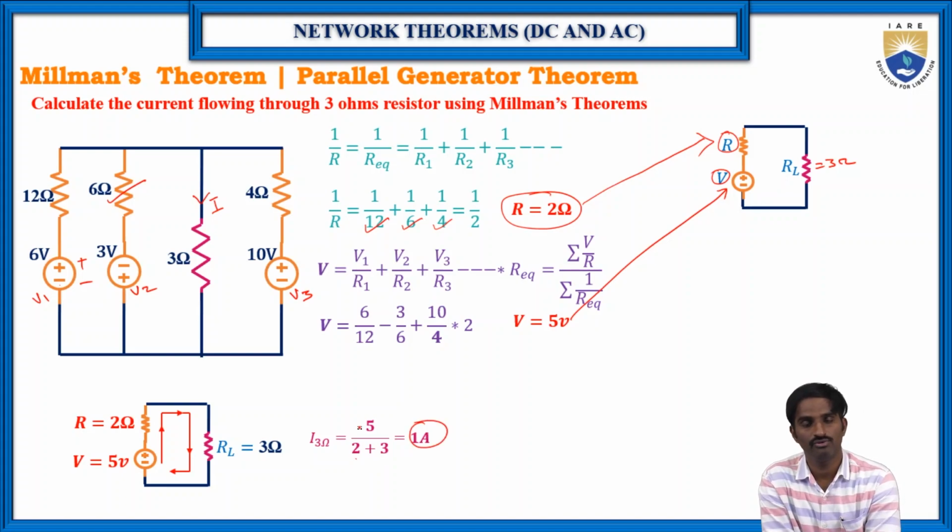So this is the simple way to apply Millman's theorem. By using Millman's theorem, we can calculate the current flowing through any resistance, right?